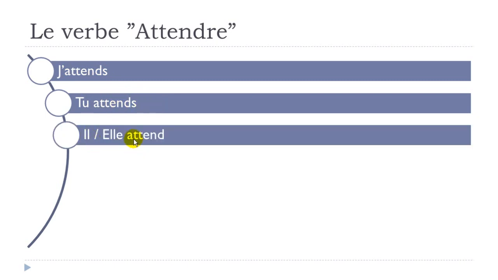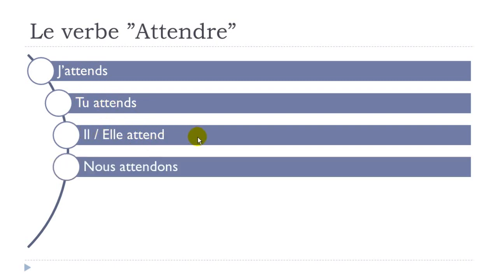Il attend, elle attend. The only difference between this il form and the tu or je form, if you want to write, is that you don't have the final S here. But if you only want to pronounce or speak, it's exactly the same way to pronounce these forms. J'attends, tu attends, il attend, elle attend.